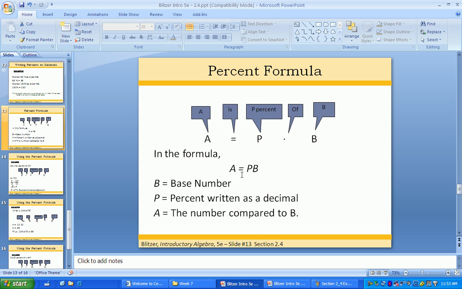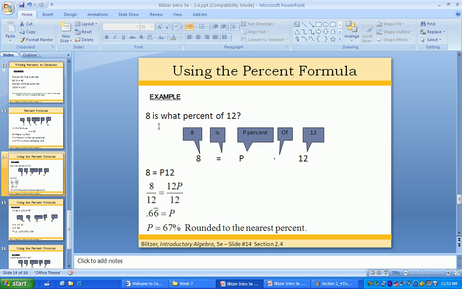So the percent formula is just A is equal to P times B. The important things to remember is B is your base number. P is the percent written as a decimal. You have to always write it as a decimal. You can never use it as a percent. So you have to find the percent and write it as a decimal. And A is the number compared to B. And it'll make more sense when we actually do an example.